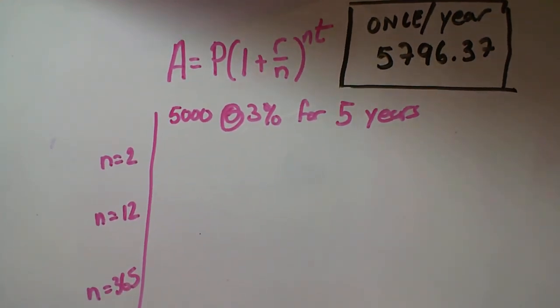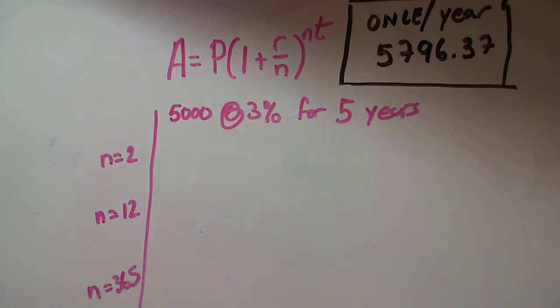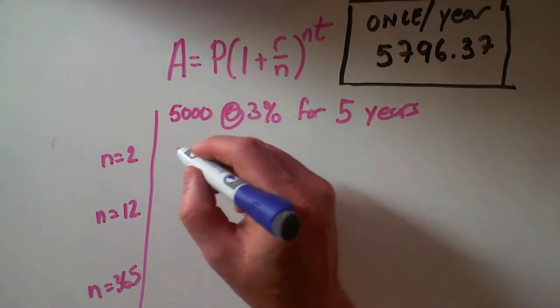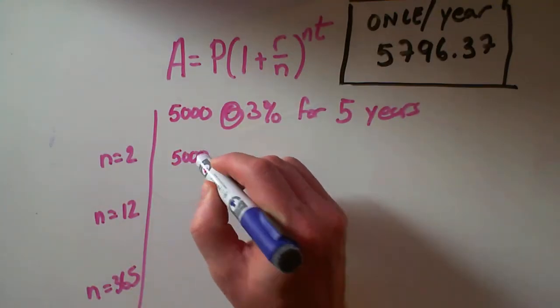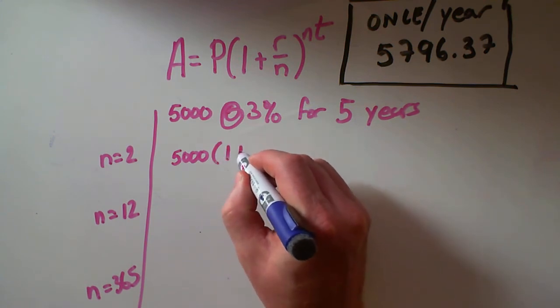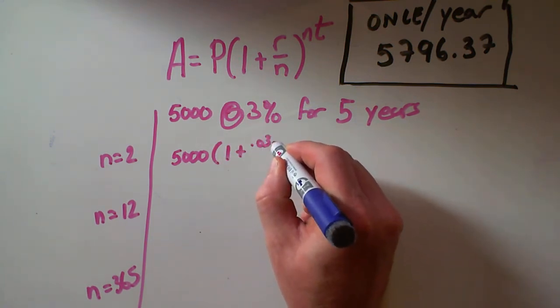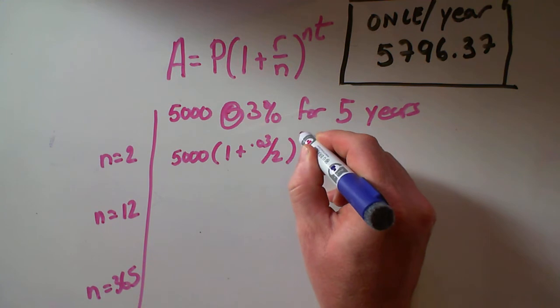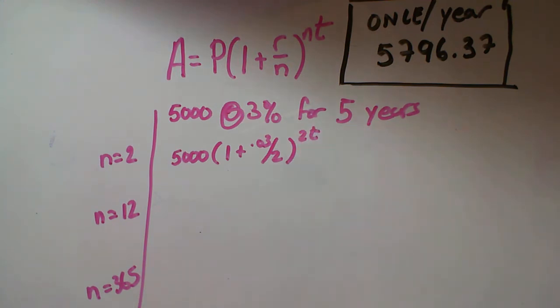So, in other words, we're going to look at what happens if we compound the interest every 6 months. So that would be n equals 2. In 1 year, you have 2 6-month periods. So in that case, we would have 5,000 times (1 plus 0.03 over 2) to the 2t power.